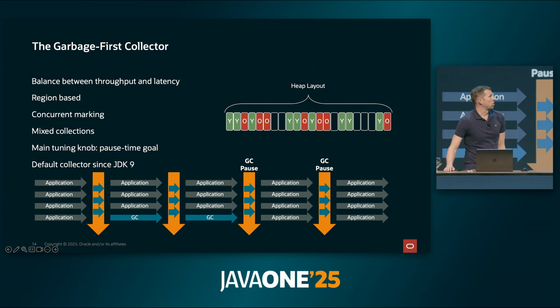G1 was made the default collector in JDK 9, so anything running on a more recent JDK is likely to use G1, unless you specify a specific GC.